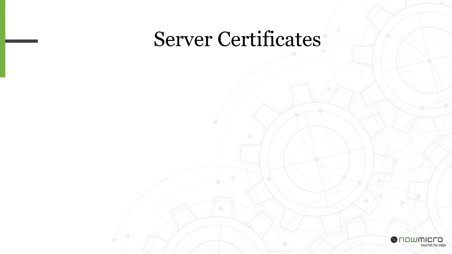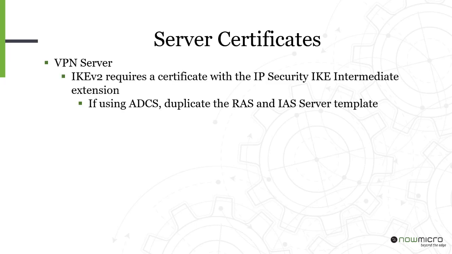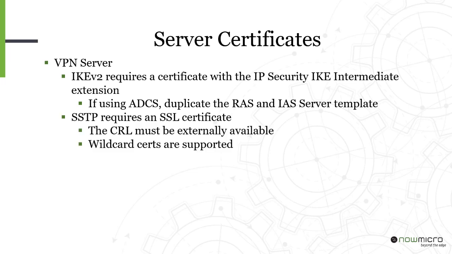All right, so now that we've seen the connection process, let's take a look at the certificates that are required to make the authentication work. The first certificate that's needed is the one for the VPN server itself. So if we're using IKE v2 for our VPN protocol, the VPN needs to have a certificate installed that has the IP security IKE intermediate extension. If you're using Active Directory certificate services to deploy the certs, make a duplicate of the RAS and IAS server template, and that'll get you where you need to go.